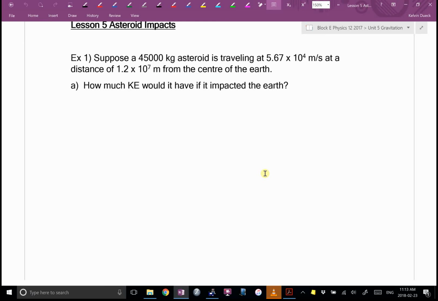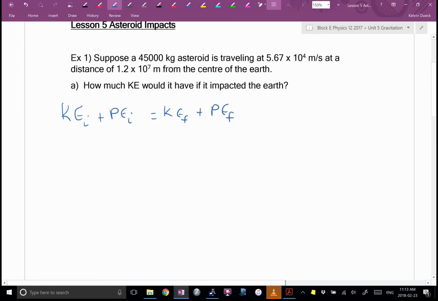Conservation of energy. Now, Pierce, you did blank out. What was another way? Just the fact that it says how much KE might have been a hint to try conservation of energy as well? Yes? KE final plus PE final.